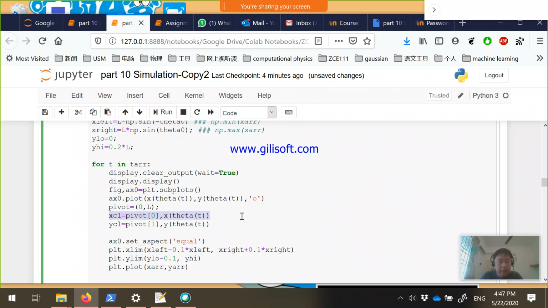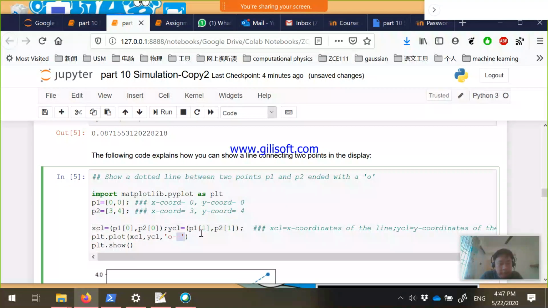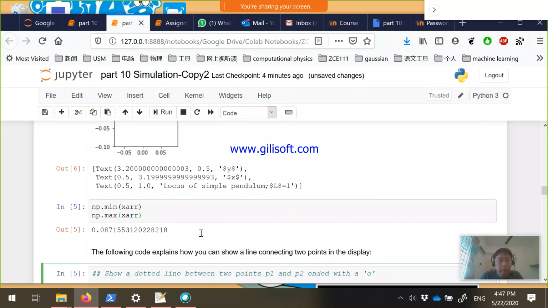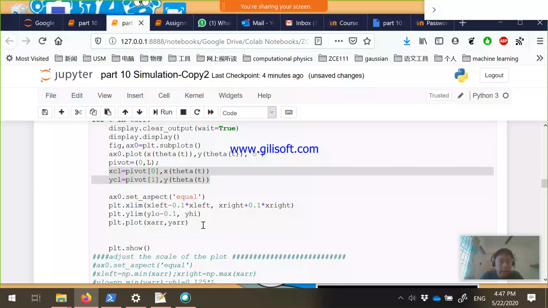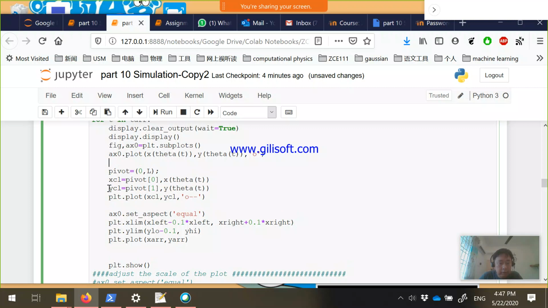Right. So I would then connect the XCL and YCL using this method. This plot XCL YCL would connect these 2 points together. I'll call this a line. So the line is constructed based on these 4 things. I hope that this will work. This will plot me a line connecting the pivot point and the ball.